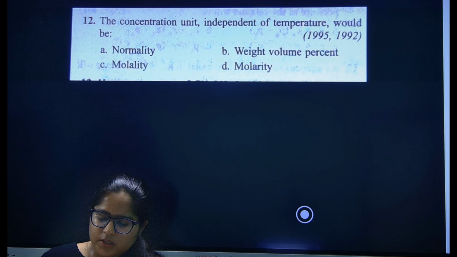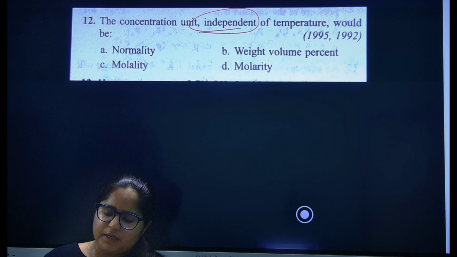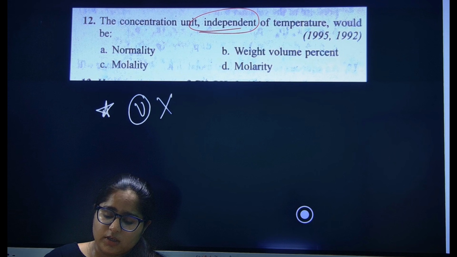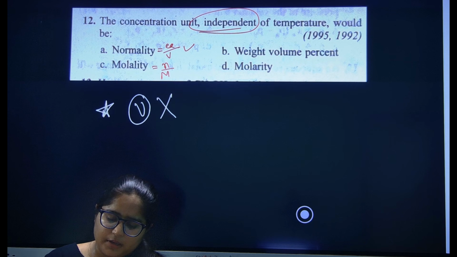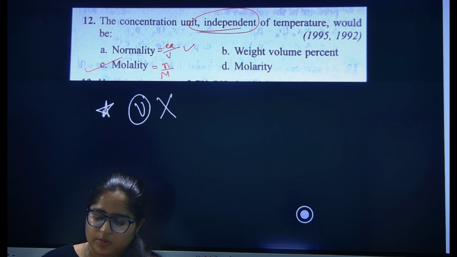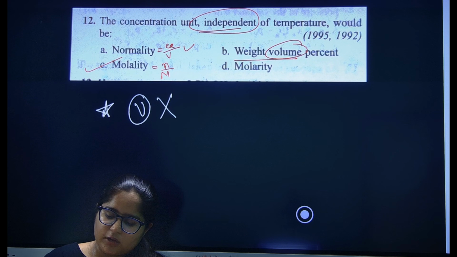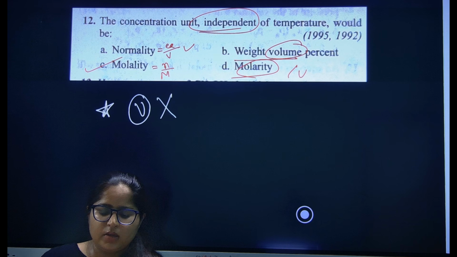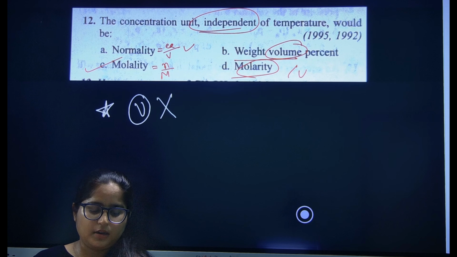The concentration unit independent of temperature. See, just now I told you how to check. What was the star point? Independent means volume should not come. So let us see in which formula volume is not present. Normality is equivalent by volume, volume is coming, so it is dependent. Molality is mole by mass, so it is independent. Weight by volume and molarity also involve volume. So option number C will be the right answer.